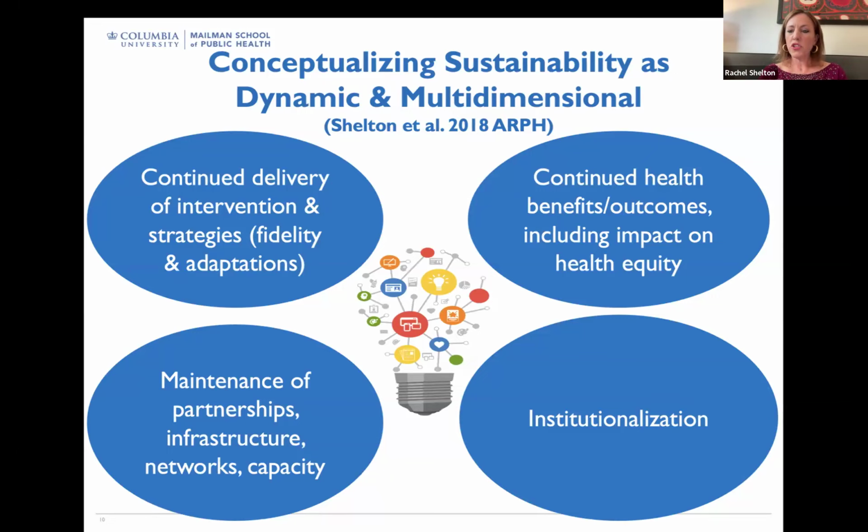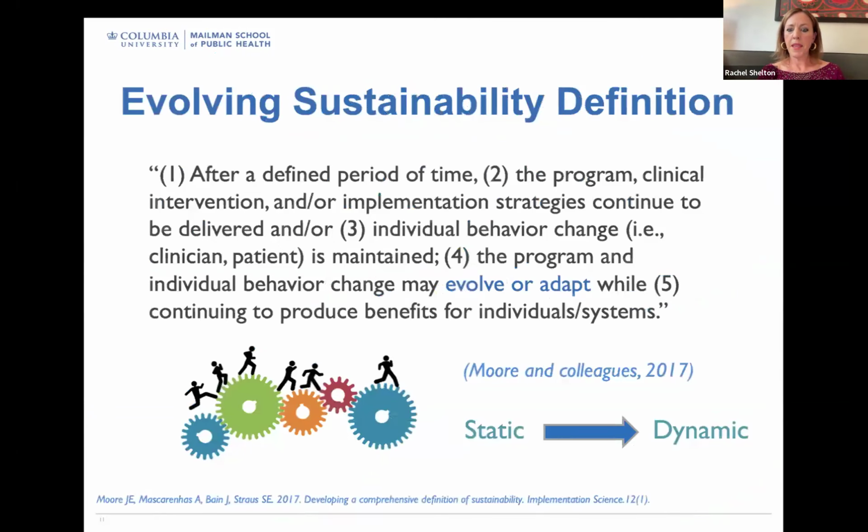And often we might think about tracking sustainability using multiple dimensions of sustainability. And I love this definition that's been introduced in the field that also captures some of the dynamic aspects of sustainability. This notion that after a period of time, and often people might say at least a year after the intervention has initially been delivered. So, 2 years, 3 years, 4 years, the program continues to be delivered, the outcomes or behavior changes maintained, but it recognizes that the program may evolve or adapt while continuing to produce benefits for individuals and systems.